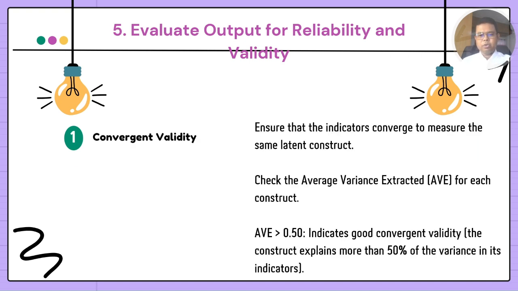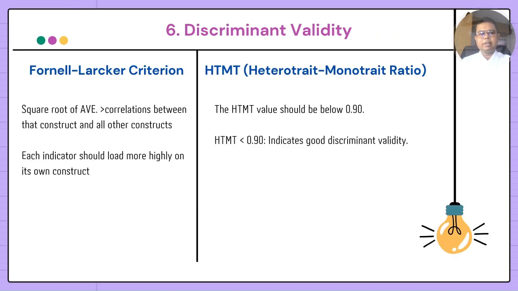Next we'll check the convergent validity. Convergent validity is checked using the AVE, the average variance extracted. When you see the AVE value is greater than 50%, then you will see your convergent validity is fine. Finally, we will check the discriminant validity.